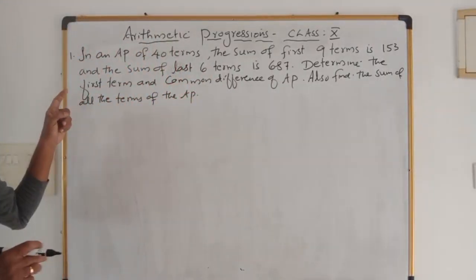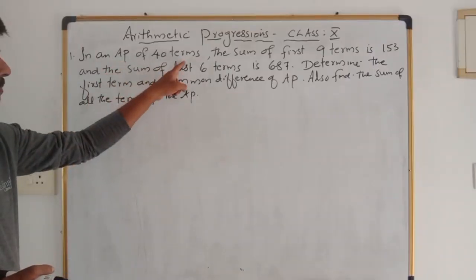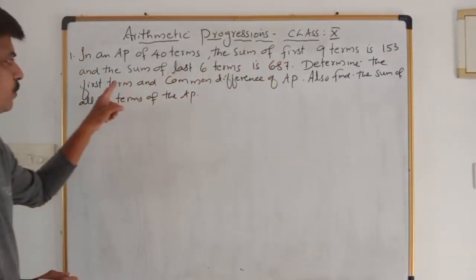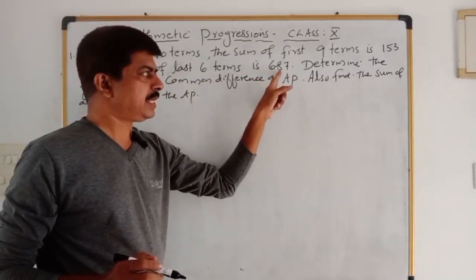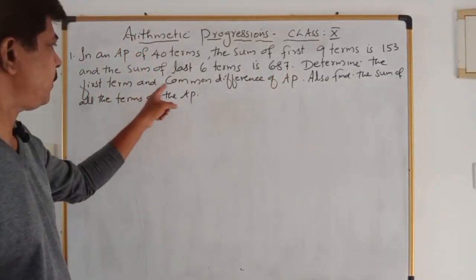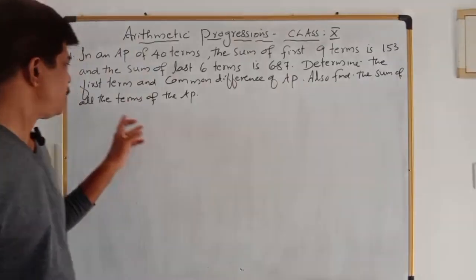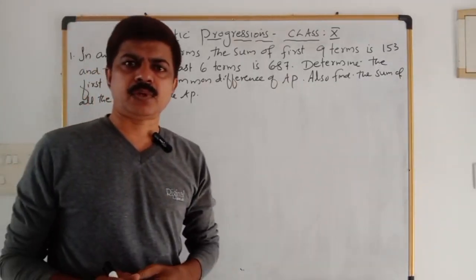Okay, let us see the first question. In an AP of 40 terms, the sum of the first 9 terms is 153 and the sum of the last 6 terms is 687. Determine the first term and the common difference of the AP. Also find the sum of all the terms of the AP.